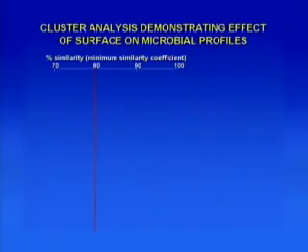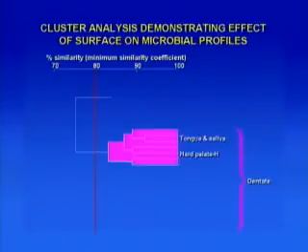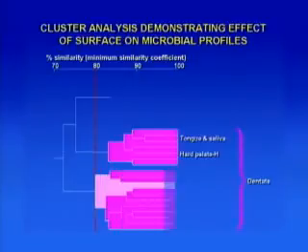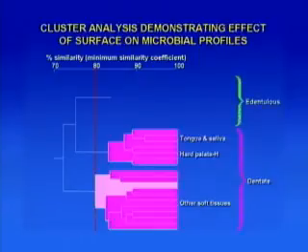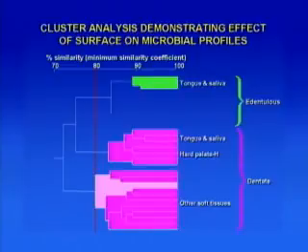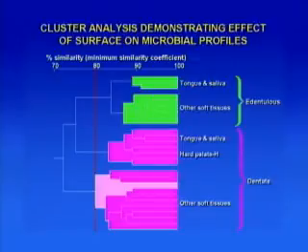Again, if we do a cluster analysis of these microbial profiles, as we did previously, we can see in the dentate subjects that the tongue and saliva profiles tended to cluster together. The other soft tissue tended to cluster together. In the edentulous patients, we see the same pattern. The tongue, the lateral and dorsum of the tongue profiles and saliva profiles cluster together, and the other soft tissues cluster together. So we see the same sort of pattern.